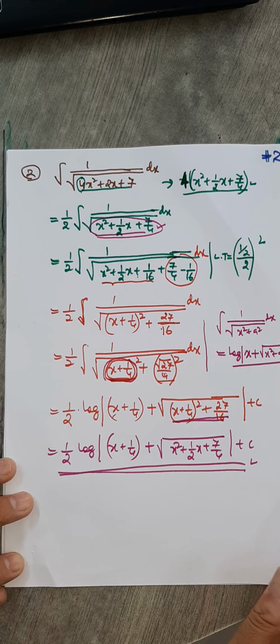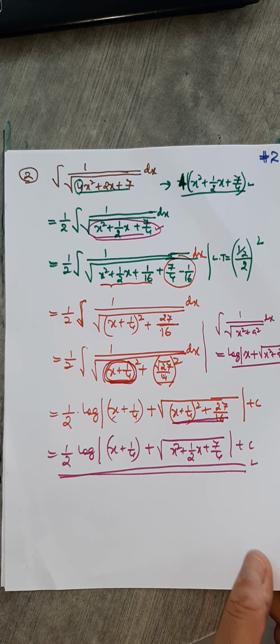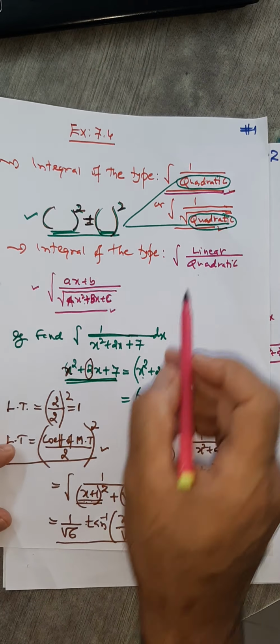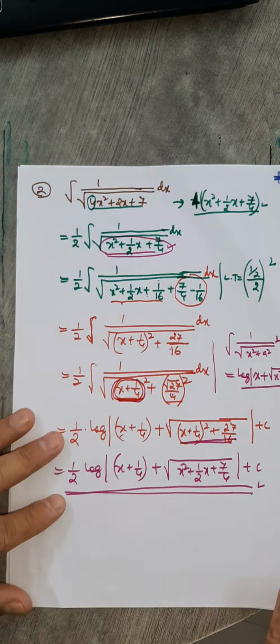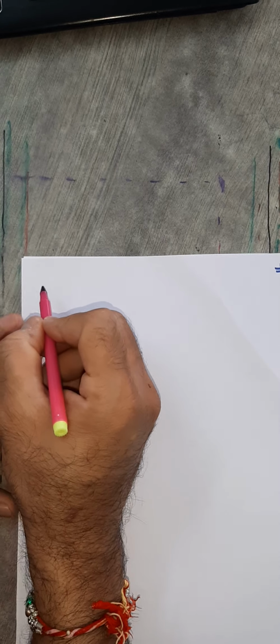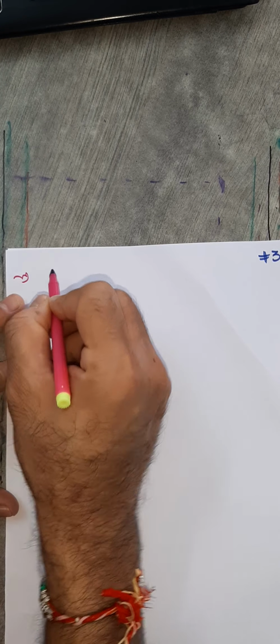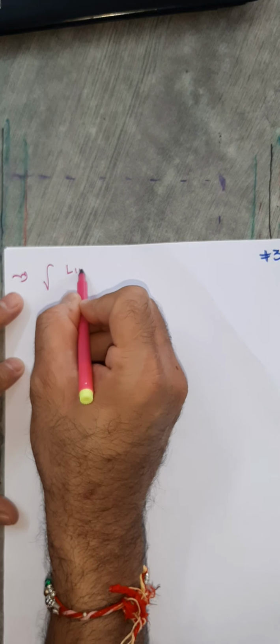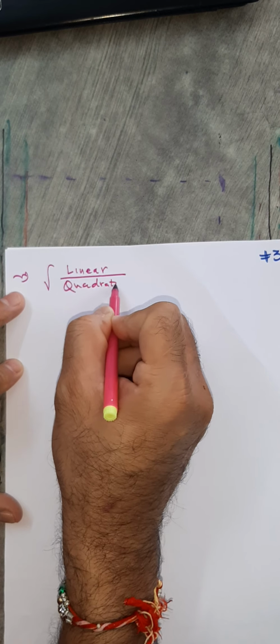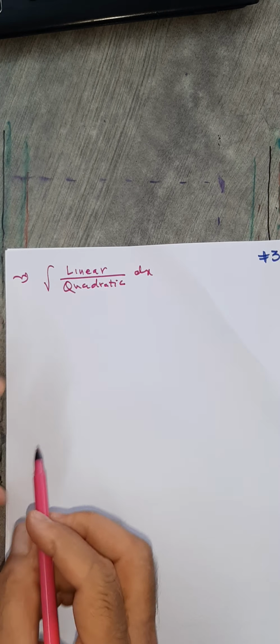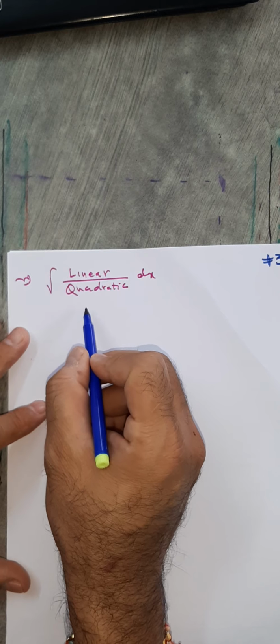Okay, now next we want to do such questions: linear upon quadratic. So there we have the following two steps. So let me do this now. We want to do such questions: linear expression upon quadratic expression. You may have it with or without square root, remember. You may have a square root or it may be free from the square root. So there are two steps.